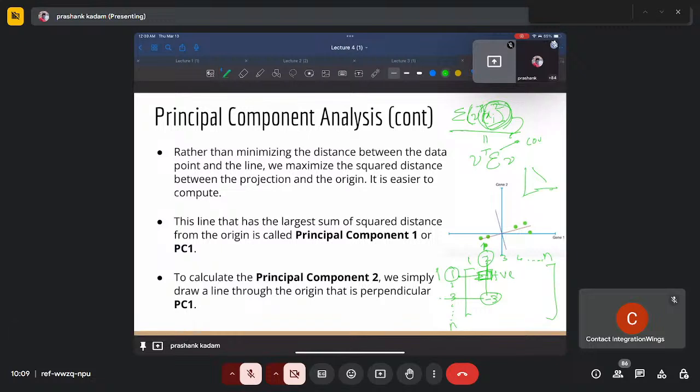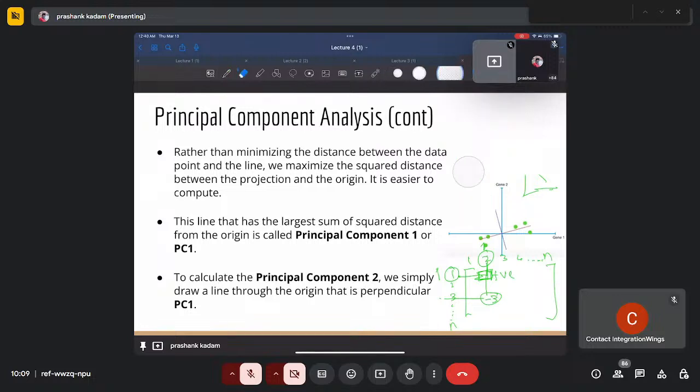So all this information, using some linear algebra, can be transformed into this, where we take the transpose of the unit vector, multiply it by your covariance matrix, and then again by your unit vector. So this is the problem that we are trying to optimize on, right?